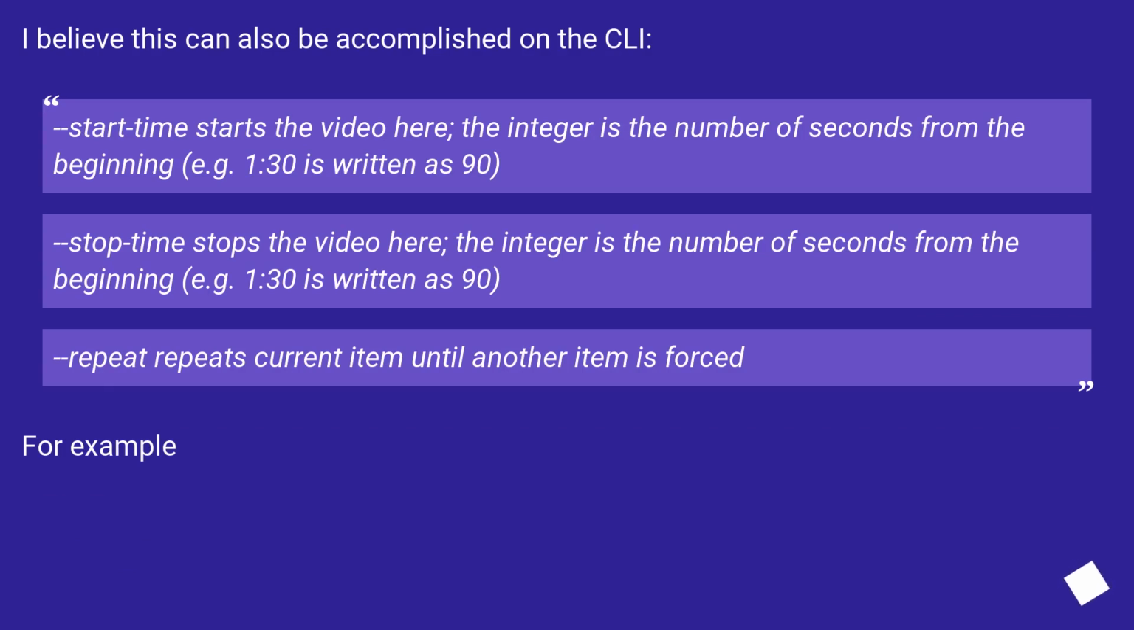Stop time stops the video here. The integer is the number of seconds from the beginning. For example, 1:30 is written as 90. Repeat repeats current item until another item is forced.